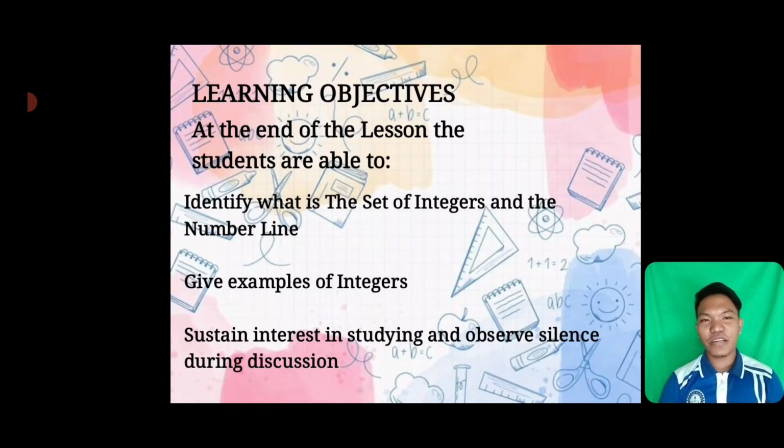Okay, the learning objectives. At the end of the lesson, the students are able to identify what is the set of integers and the number line. Second, students are able to give examples of integers. And the last, the students are able to sustain interest in studying and observe silence during discussions. So, let's proceed.